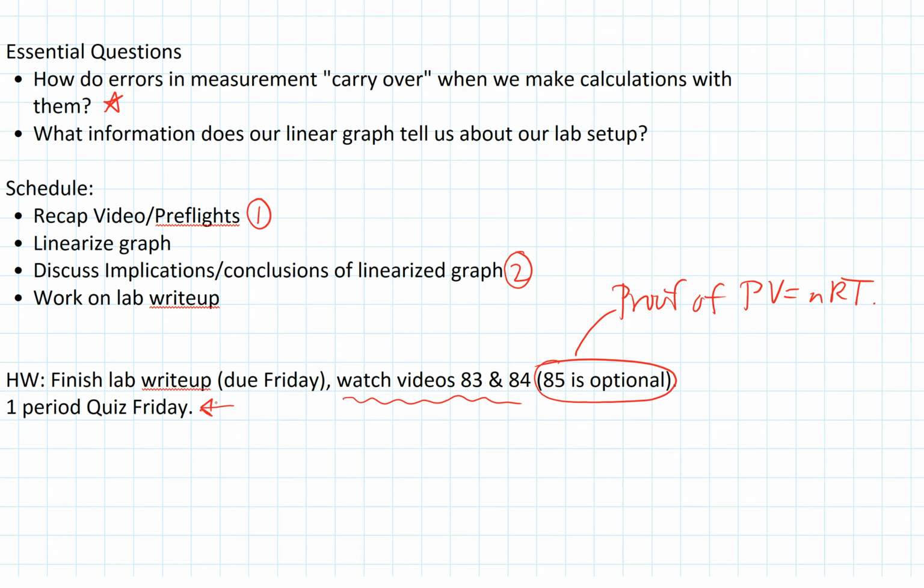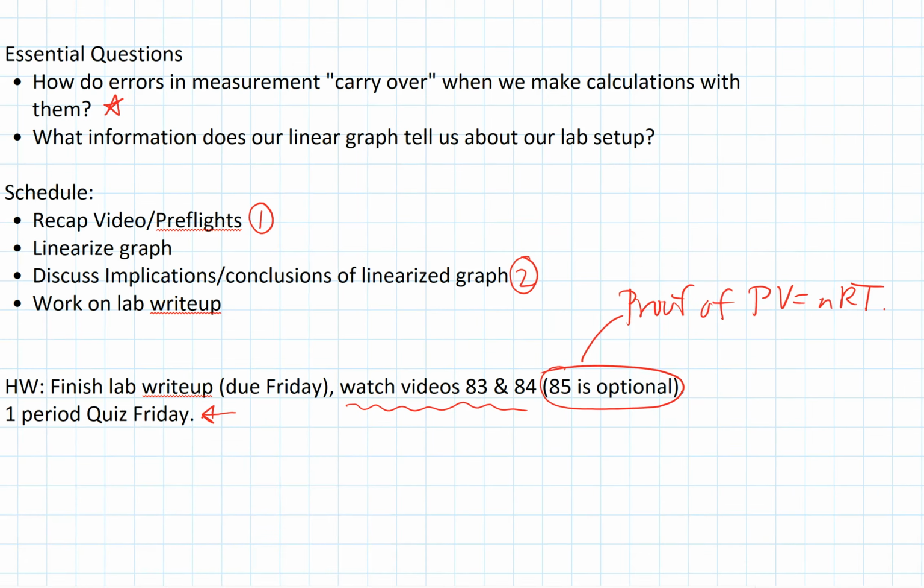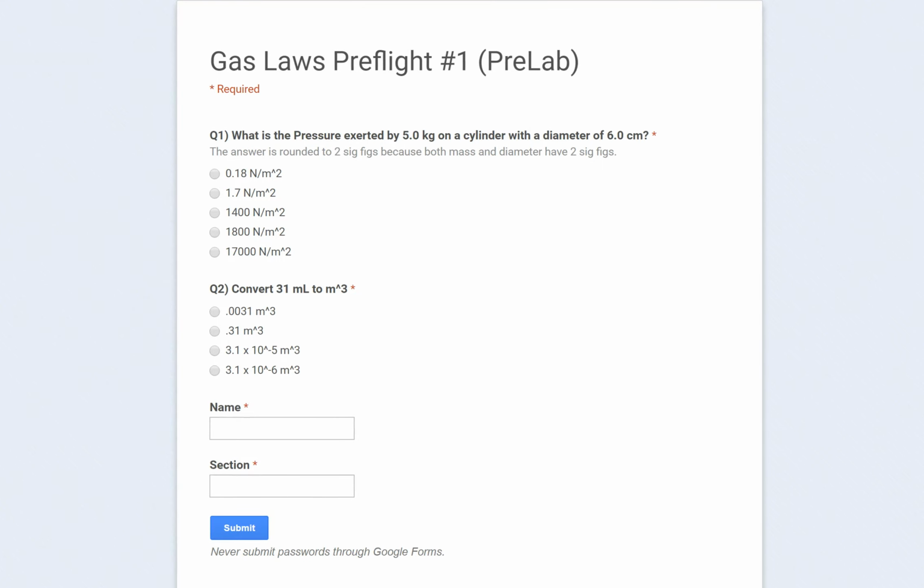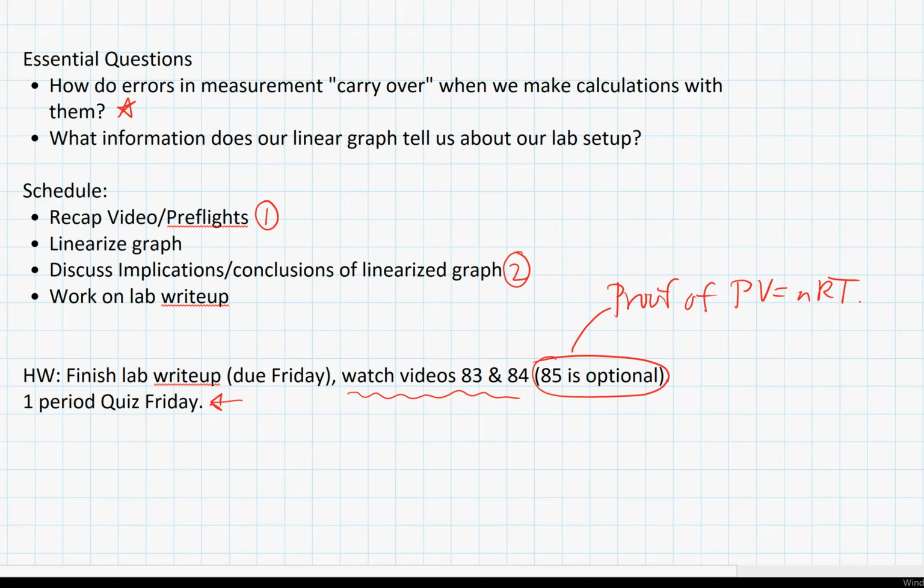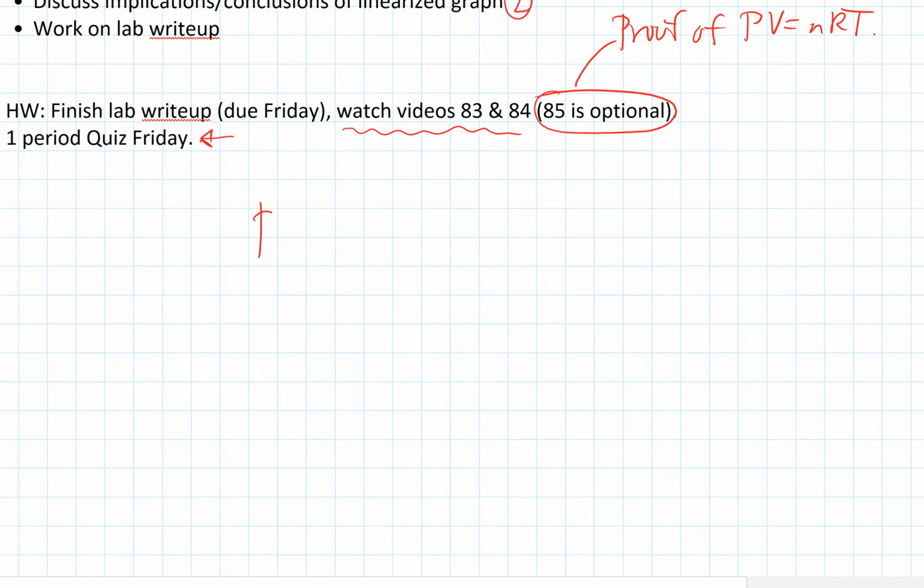Okay, so first I want to talk about the two preflights. So here's the first one, and in this preflight, I just ask you to find the pressure exerted by 5 kilograms on a cylinder with a diameter of 6 centimeters. And all these different choices represent things that people do wrong, except for one. Some of the things that people do wrong is that they forget to multiply by 9.8. So when we find the pressure, we remember that pressure is equal to force over area. A lot of people forget the 9.8 is part of the force.